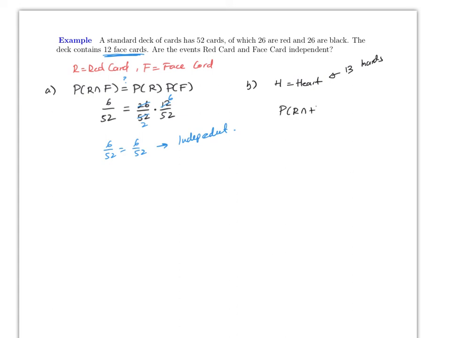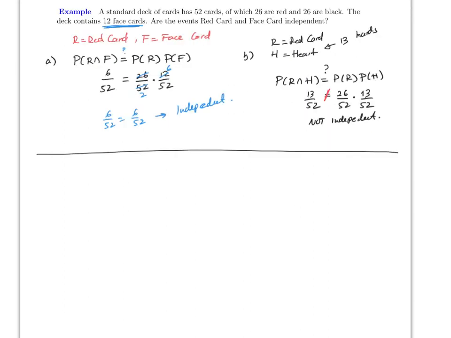So is the probability of R and H equal to the probability of R times the probability of H? Now, red, what I said was 26 over 52, and H, there are 13 hearts. Now, all the hearts are red, so therefore this will be 13 over 52. And notice right away that this cannot be the same, so therefore these are not independent. And the reason why is because all the hearts are red. So these two events are independent, but these two, this and R, are not.